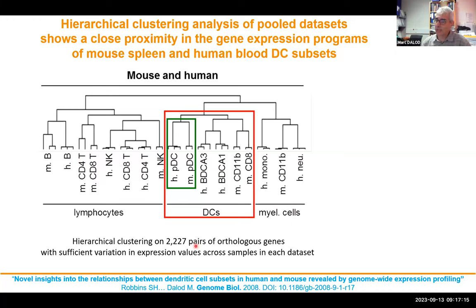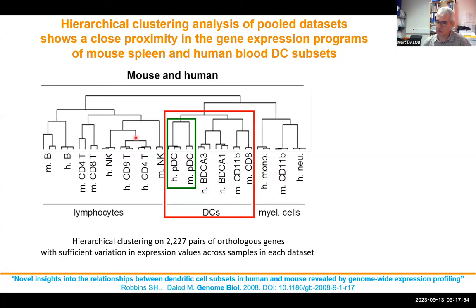And we were able to identify more than 2,000 pairs of orthologous genes that had sufficient variation in each data set across all the immune cell types we looked at, sufficient variation within the mouse data set and sufficient variation within the human data set. And we were able to develop a normalization method and to make compatible the range of gene expression variation within the mouse dataset and within the human dataset to be able to integrate them together. And then we could cluster the cell types to see what their transcriptomic proximity was, comparing the human and mouse cells.